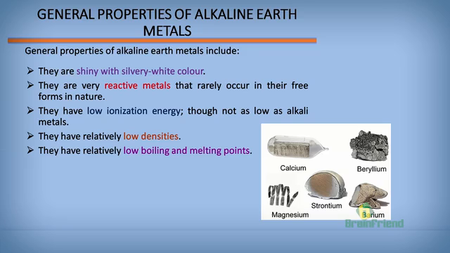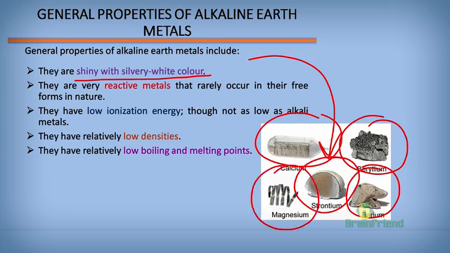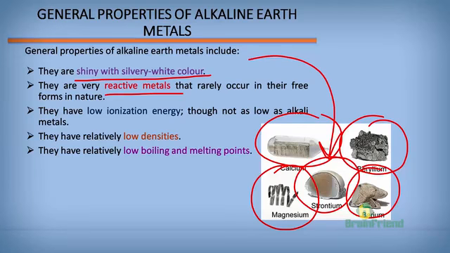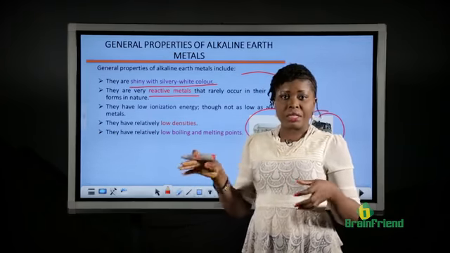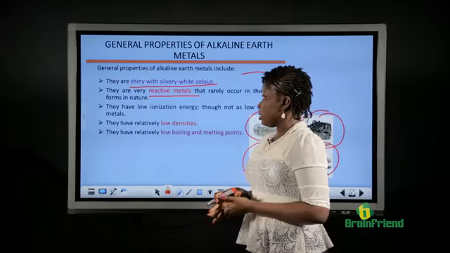Now let us look at the general properties of alkaline earth metals. These metals are shiny, with a silvery white color, as you can see. Calcium, beryllium, they are all shiny and have a silvery white color. They are very reactive metals. And because they are highly reactive, they are not found in their pure form in nature. This means that they are always reacting with other materials in their environment, so you can hardly find them in their pure forms in nature.